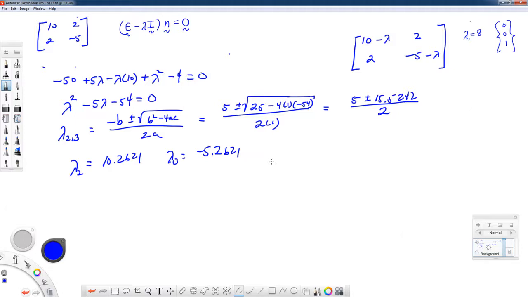Now that we found those, we need to figure out the eigenvectors associated with each one of those eigenvalues. Okay, so what we do is we go back to our equation right here. We're going to try to find the associated n that goes with a particular eigenvector, particular eigenvalue. So looking at my matrix, 10 minus lambda, we'll do lambda 2, 10.2621. We've got 2, 2, and then minus 5 minus lambda.